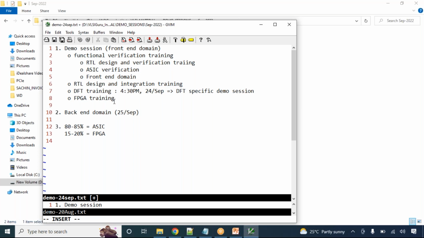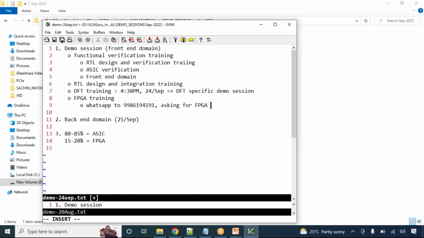Again, if someone wants something specific to FPGA, you can connect to us. WhatsApp to 9986194191. Please make a note of this number, asking for FPGA demo schedule.